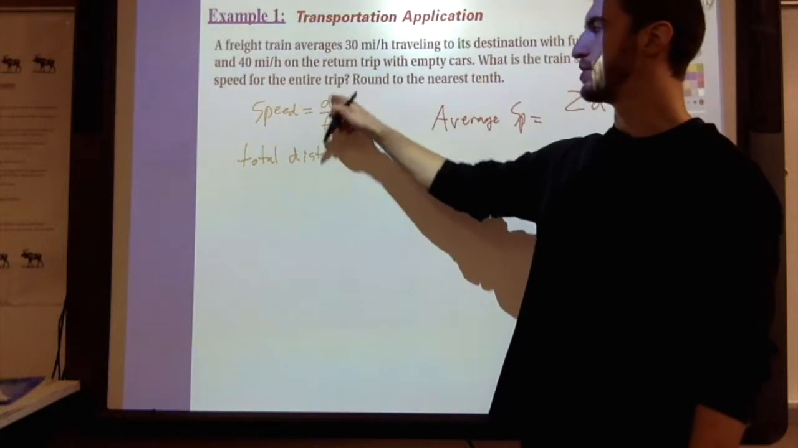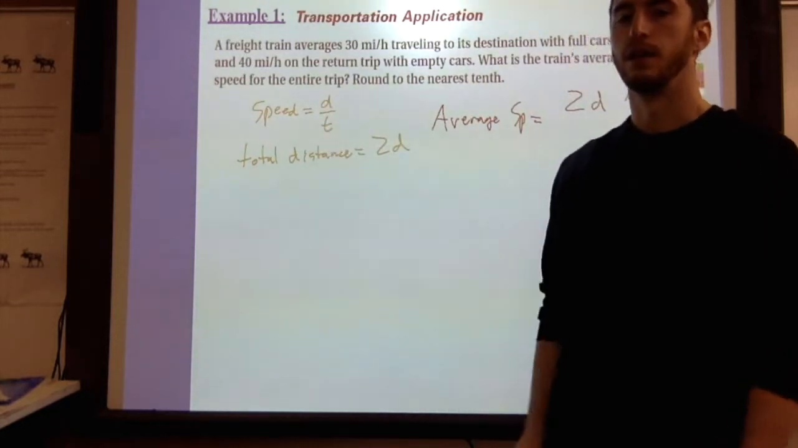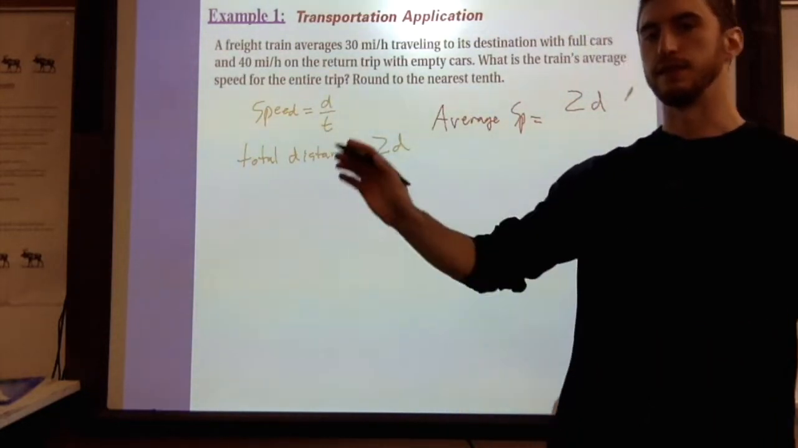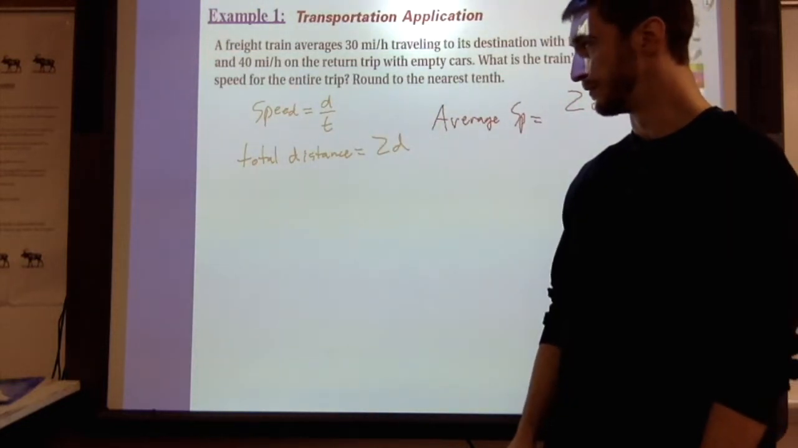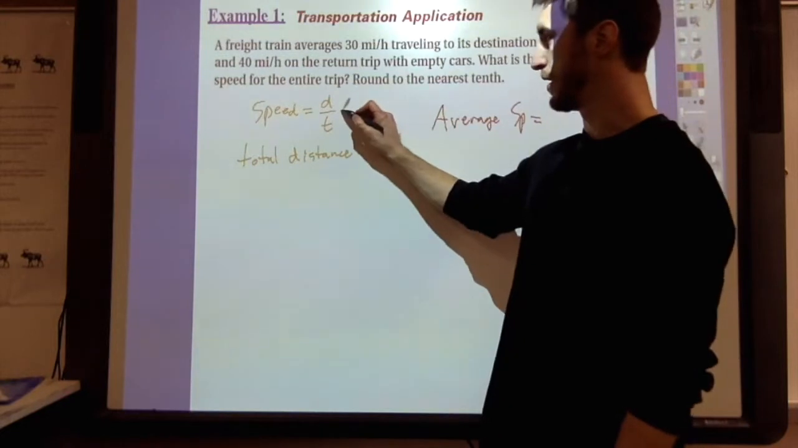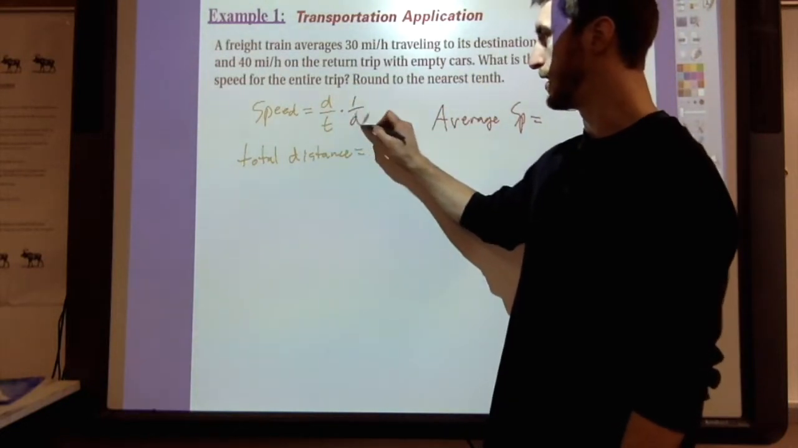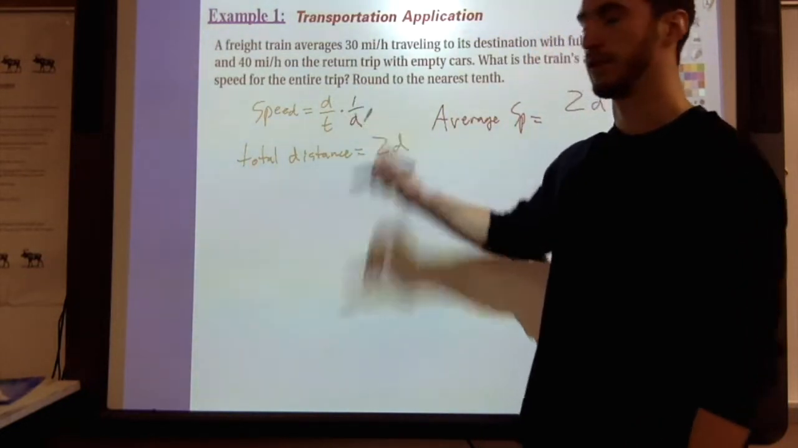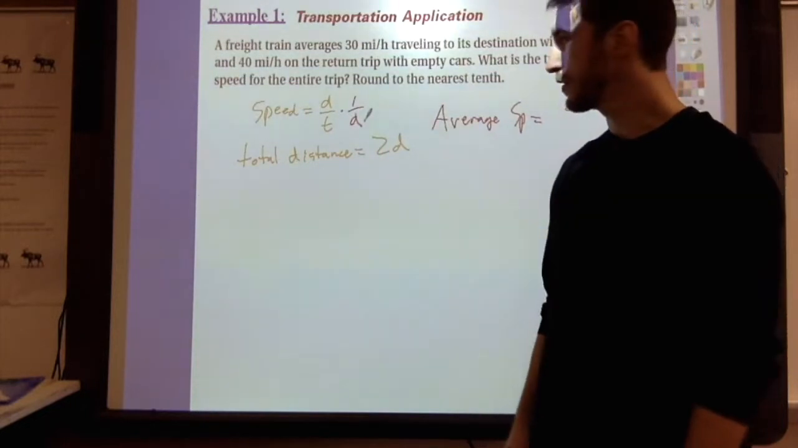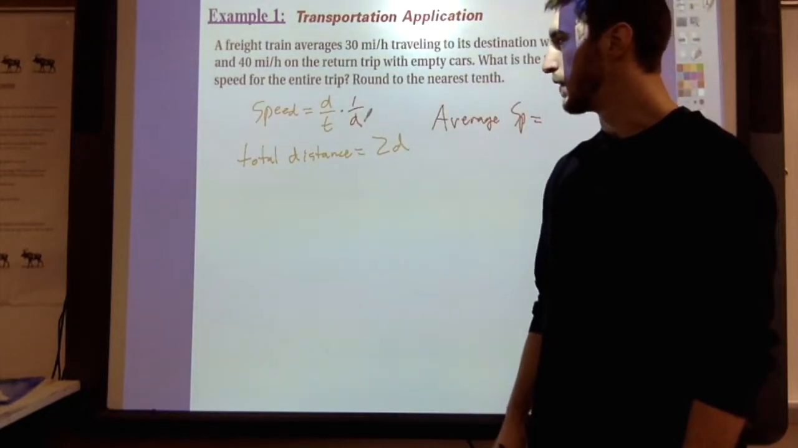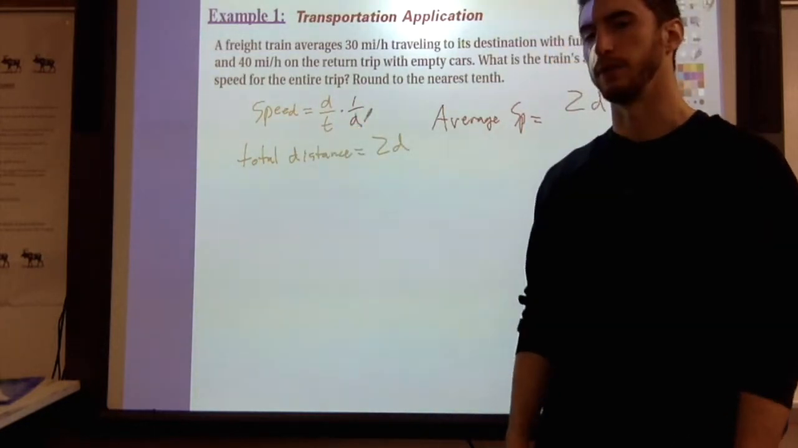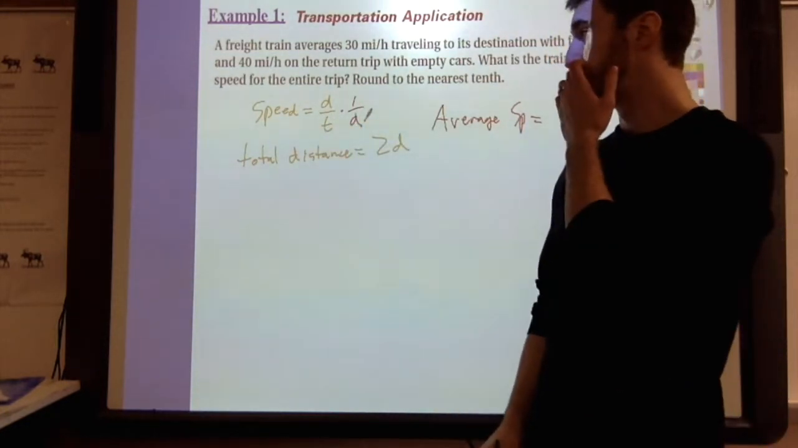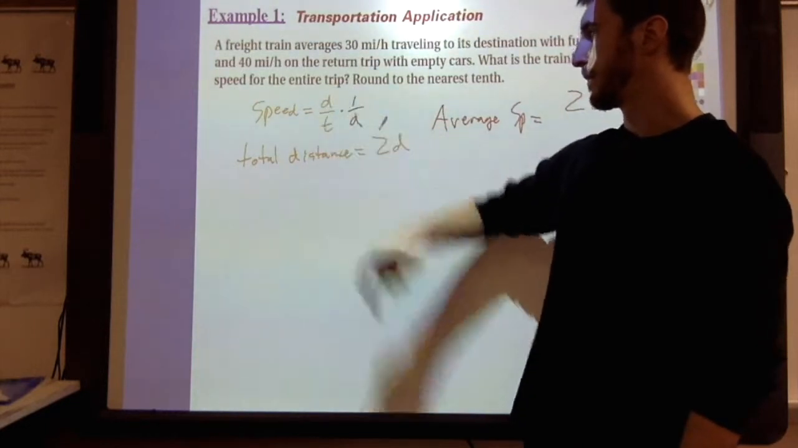Is there anything we can do to the speed to get rid of the distance and only have time? Well, you can multiply it by 1 over d, and then these d's are just going to cancel out. But then our time is still on the bottom, so that wouldn't really work. We can't have it on the bottom. So we have to figure out how to flip it.